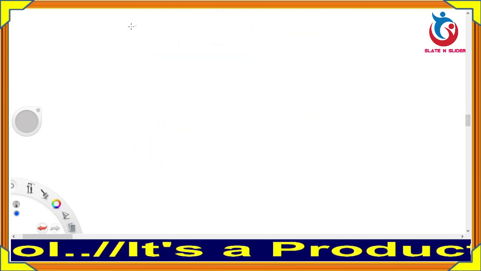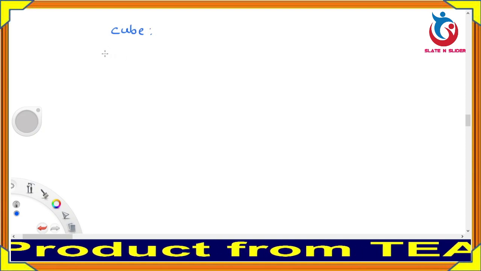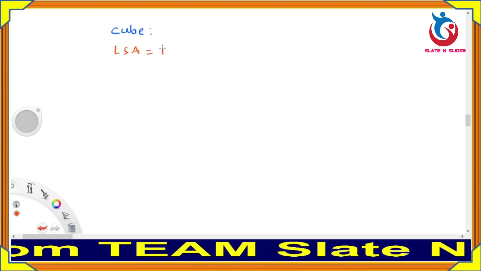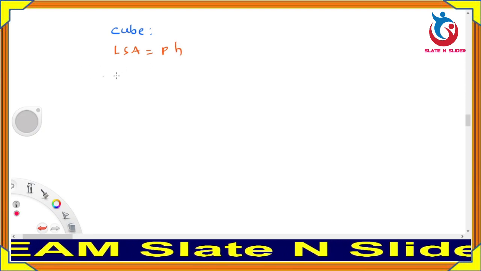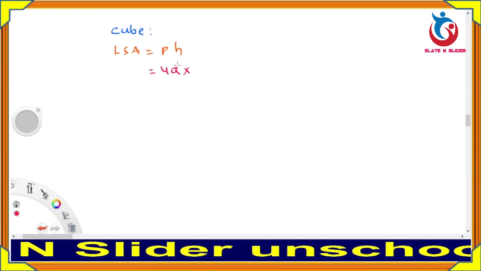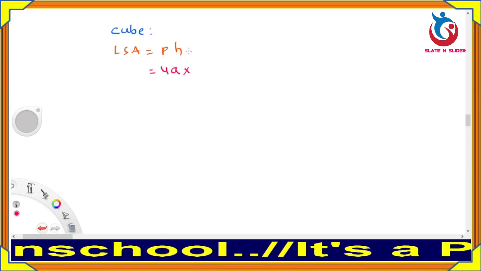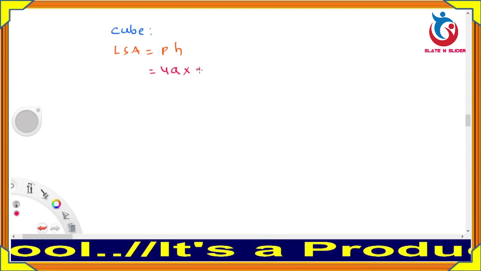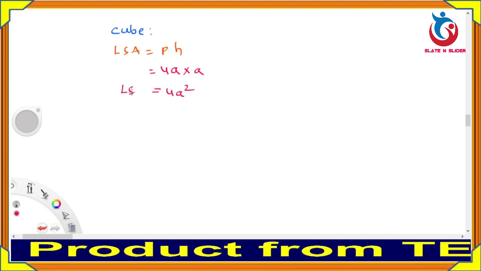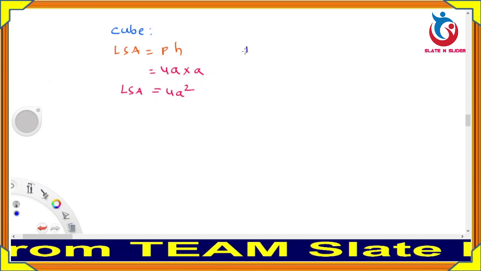For the cube, first we should write the LSA, lateral surface area, that is equal to PH. So perimeter of the base is 4A into height. In the cube, just observe one thing, in the cube length, breadth, height all are equal. So, height is also a, then it will become 4a square. So, the LSA of cube is equal to 4a square, and we take the TSA.